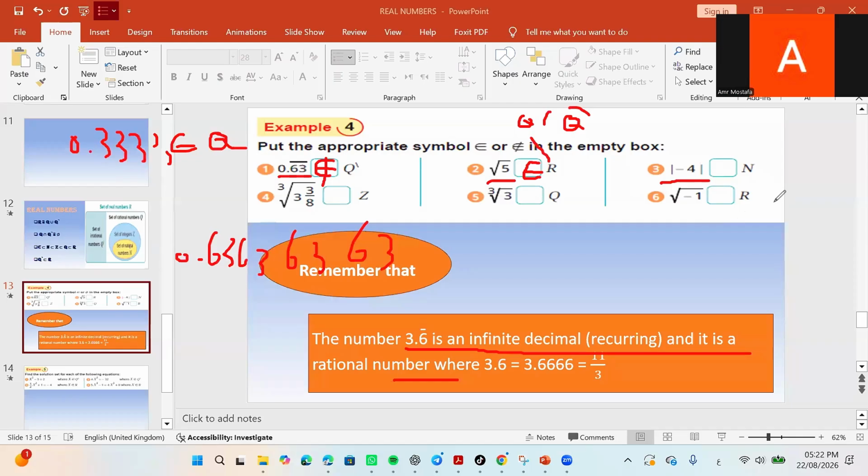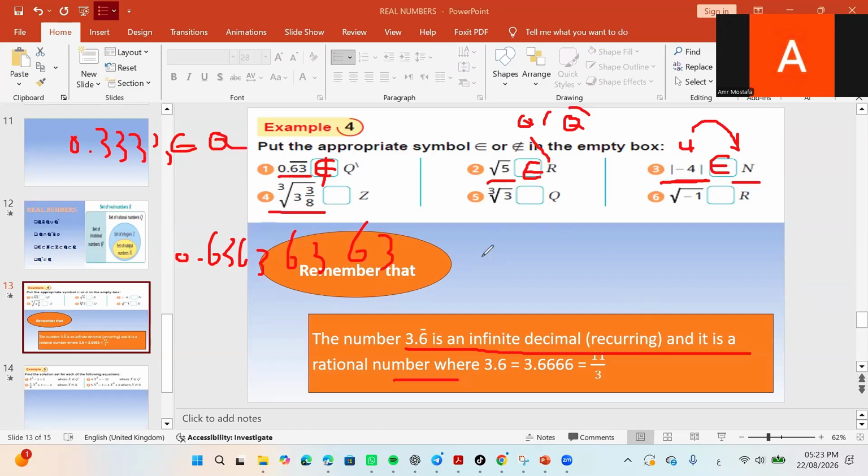The absolute value of -4 and N. The first impression gives you that it does not belong, but you have to solve the absolute value. The absolute value of negative 4 is equal to 4. So does 4 belong to N or not? It belongs to N, very good.